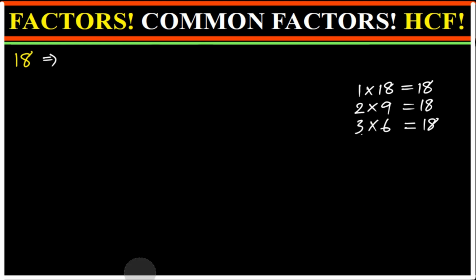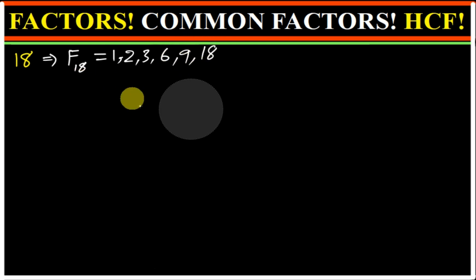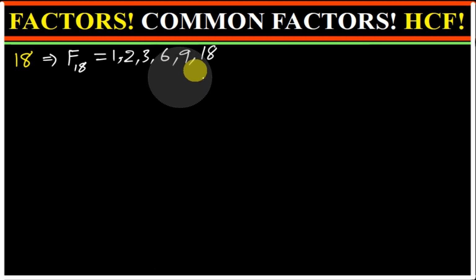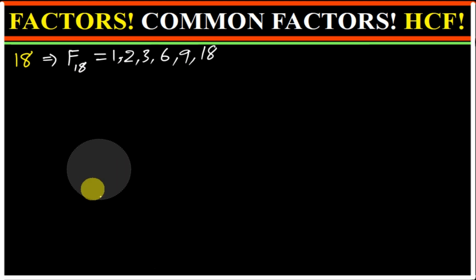We got all these factors, so let's write them here. How do we write it? We have a symbolic form like F18. What does it mean? It means factors of 18. So what are the factors of 18? We have 1, 2, 3, 6, 9 and 18. These are the factors of 18. These are the numbers that can divide 18, or 18 can be divided by all these numbers.